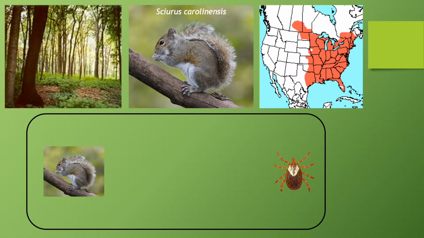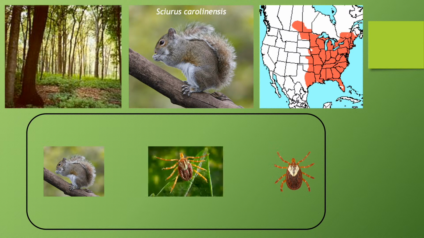Since it lives in the same habitat as the vector, it was easy for the larval and nymphal ticks to feed on them. All the squirrels had to do to encounter them was walk or run through vegetation where the ticks were questing, and attachment would be inevitable.